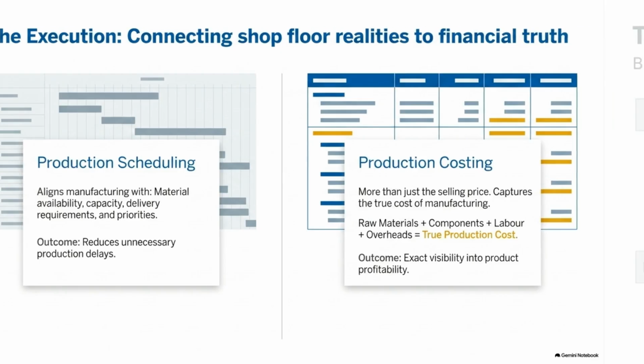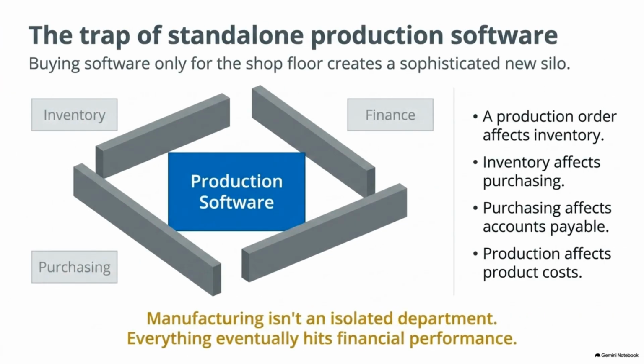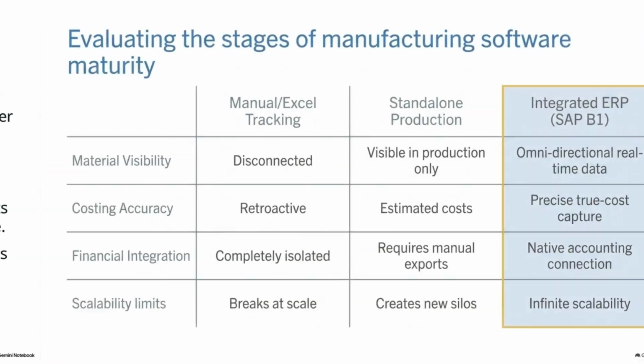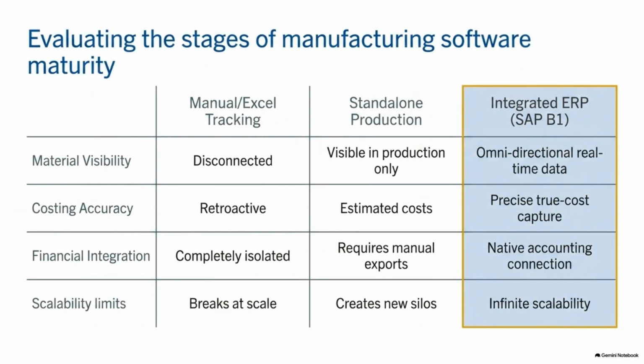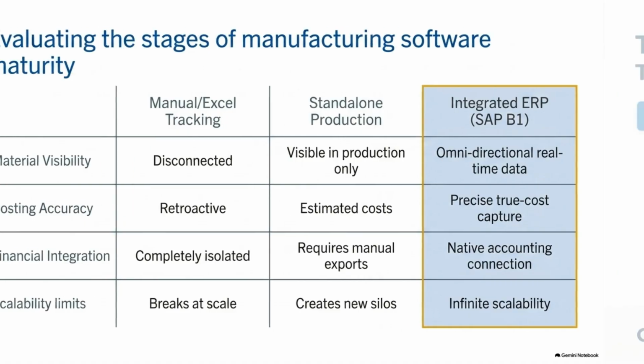and overheads. Standalone software can trap you in new silos. Because production affects inventory, purchasing, and costs, manufacturing must be connected to the rest of the enterprise to ensure financial performance. When evaluating software maturity, moving from manual tracking or standalone systems to an integrated ERP like SAP B1 provides real-time data, precise cost capture, and infinite scalability.